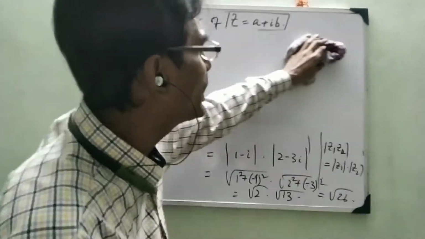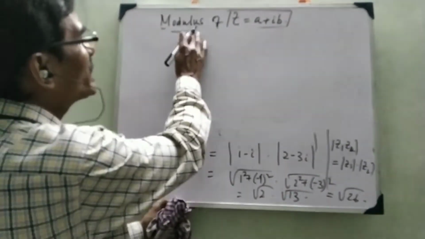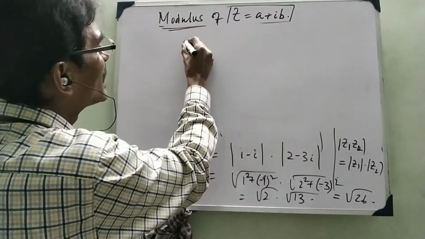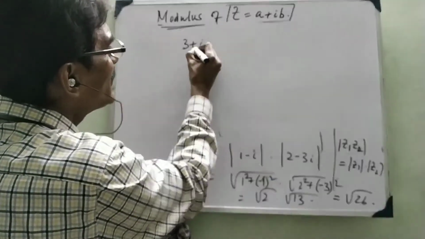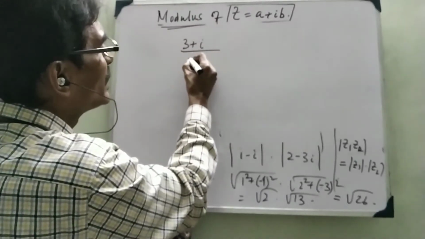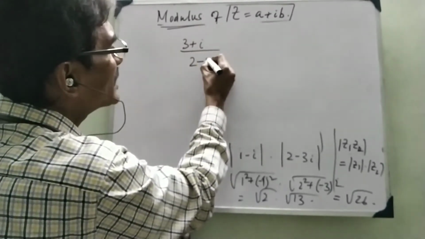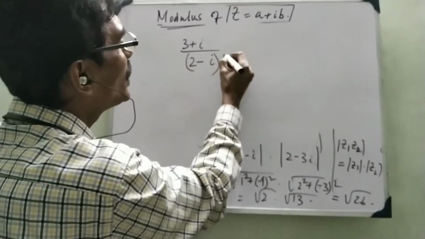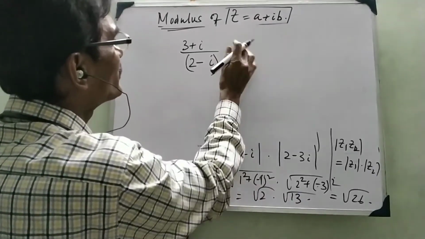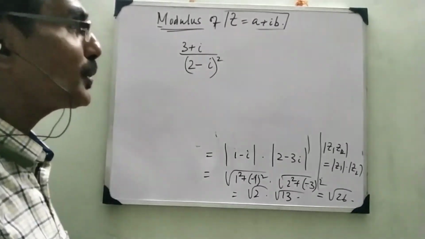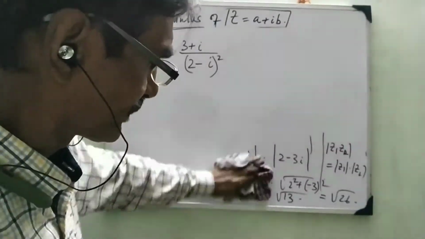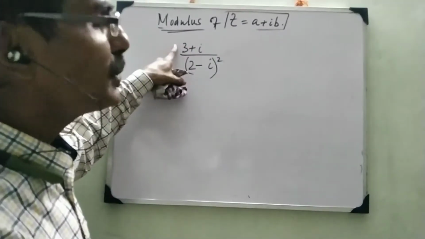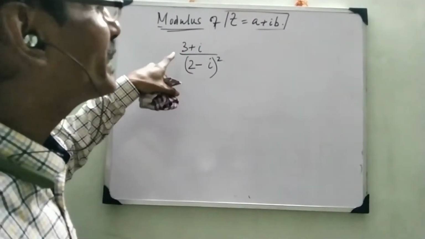Again, one more sum I am going to discuss. Look at the board. So a question is given. Find the modulus of 3 plus i divided by 2 minus i, simple question, whole cube or whole square. The sum also we can do by two methods. What? First we will do, try to clear, but that will be a lengthy method.